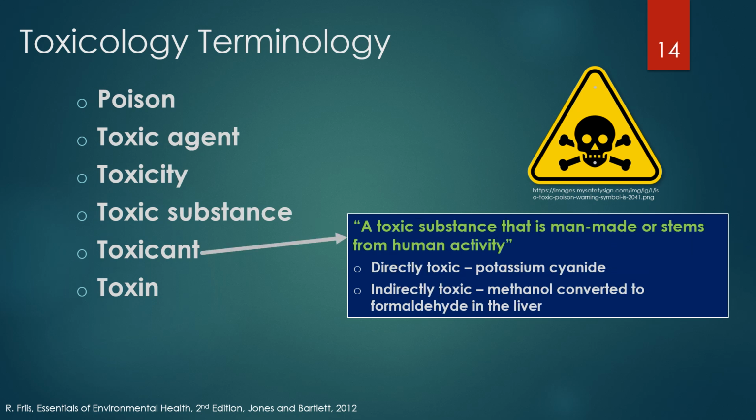A toxicant is a toxic substance that is man-made or stems from human activity. The toxic effect of toxicants may be direct or indirect. Potassium cyanide is directly toxic to the body, whereas methanol is only toxic to a human after being converted to formaldehyde in the liver.